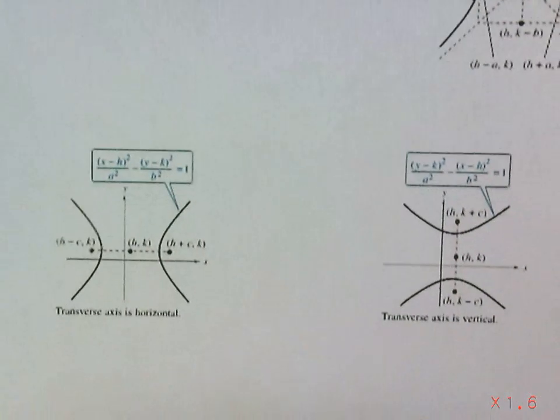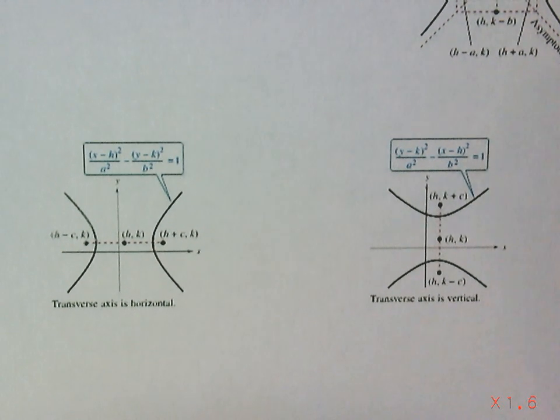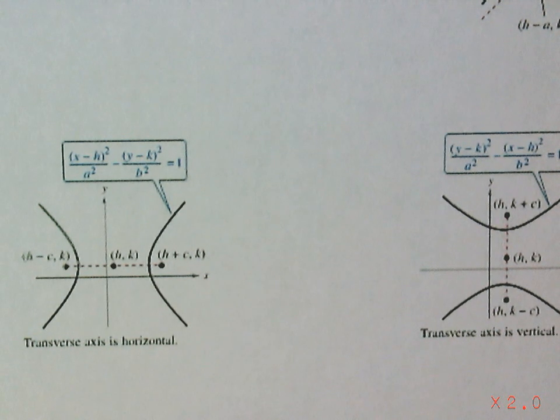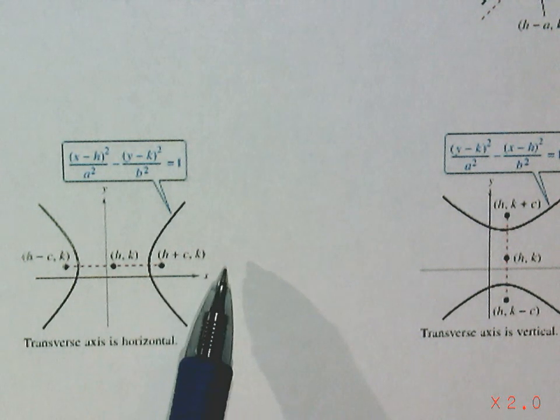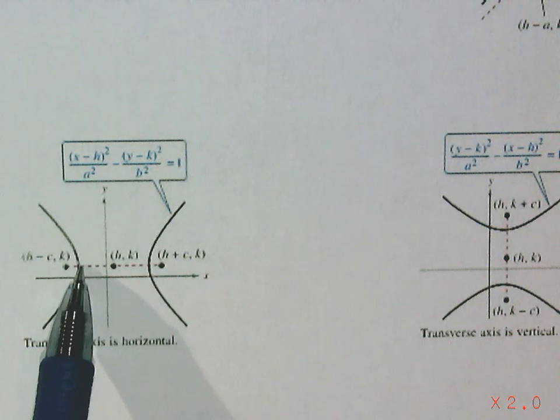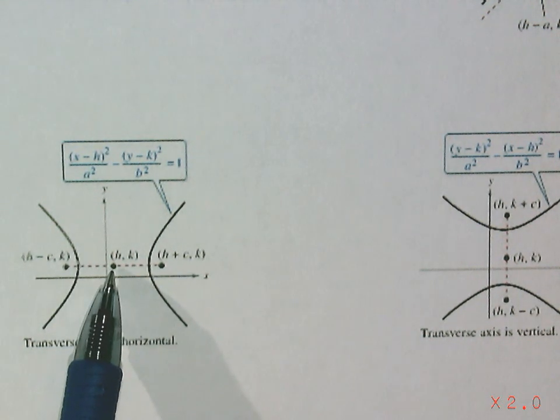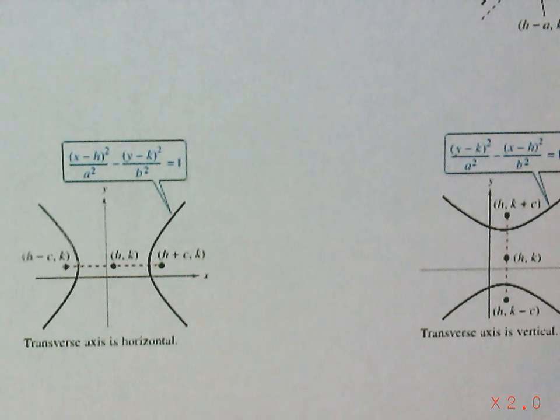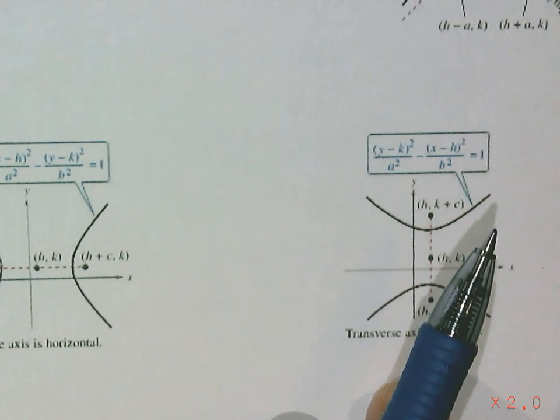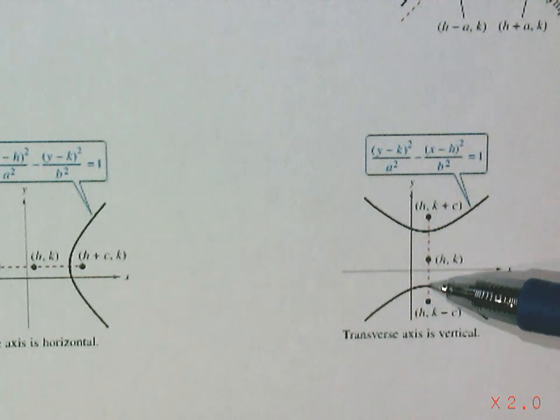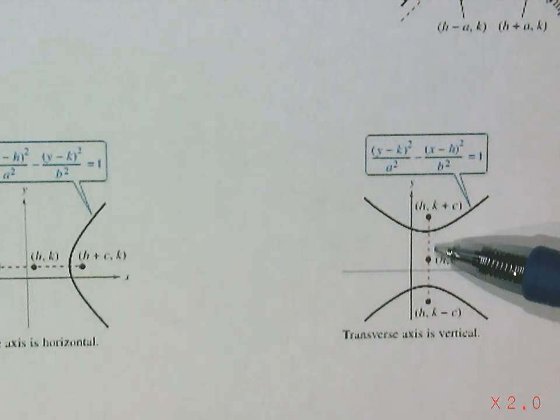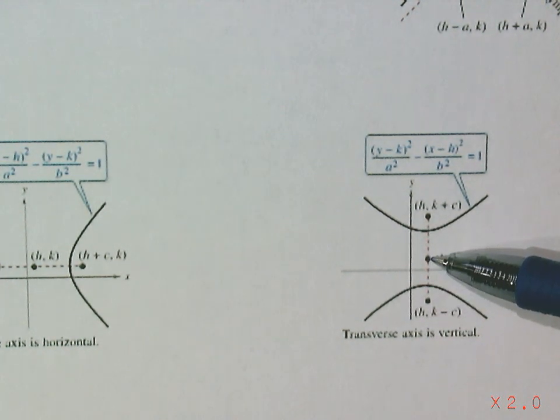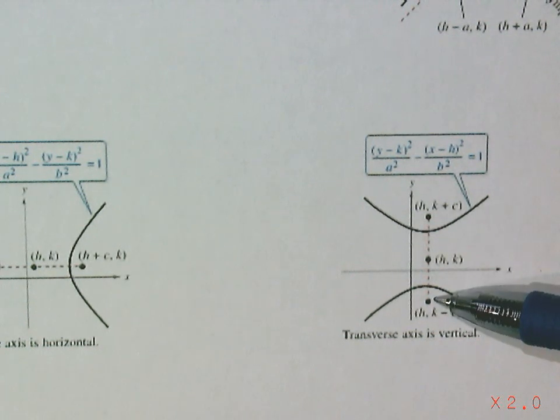Just like an ellipse, we're going to have two different types of hyperbolas. Let me zoom in just a little bit more here. If the transverse axis is horizontal, so here's your transverse axis, it includes the vertices of the hyperbola, it includes the center. Or you can have a transverse axis that is vertical. So here's the vertical transverse axis. The transverse axis always includes the vertices, the center, and actually the focus points as well.